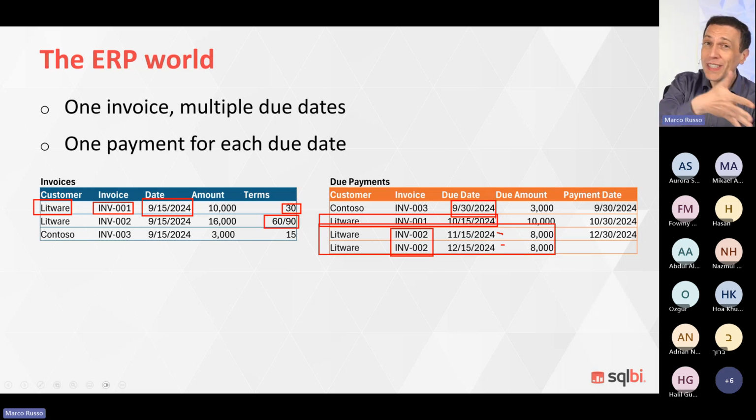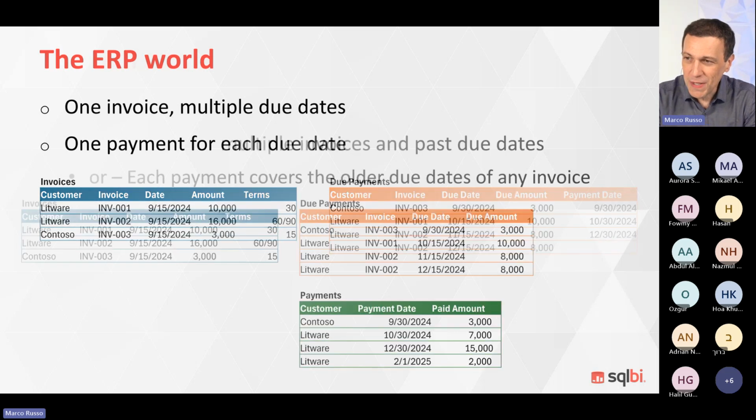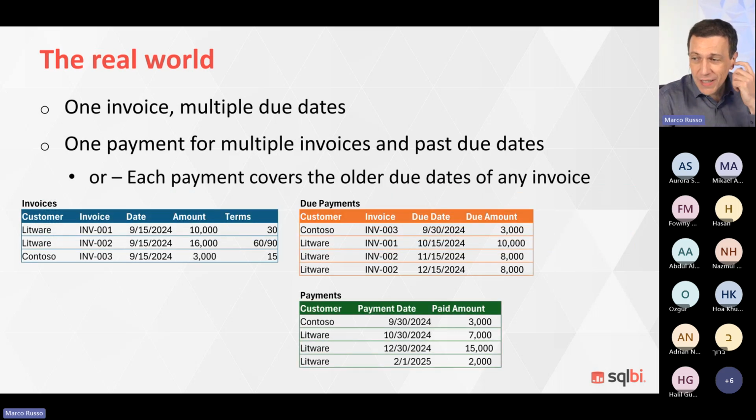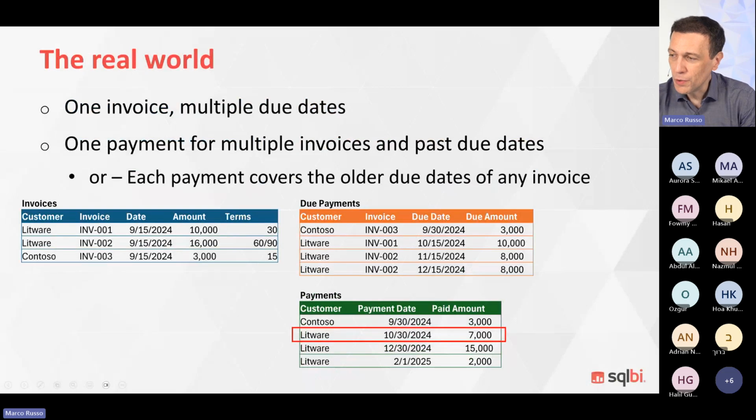But once again, the reality is more complex, because in the real world we have the same content of the ERP, but then the customer pays in a different way. For example, look at Litware. Litware has 3 payments. The first payment is on the 30th of October. This payment does not specify that it pays a particular invoice. We just received money from this customer. And so this 7,000 goes to cover, let's say, the first invoice that we have here.